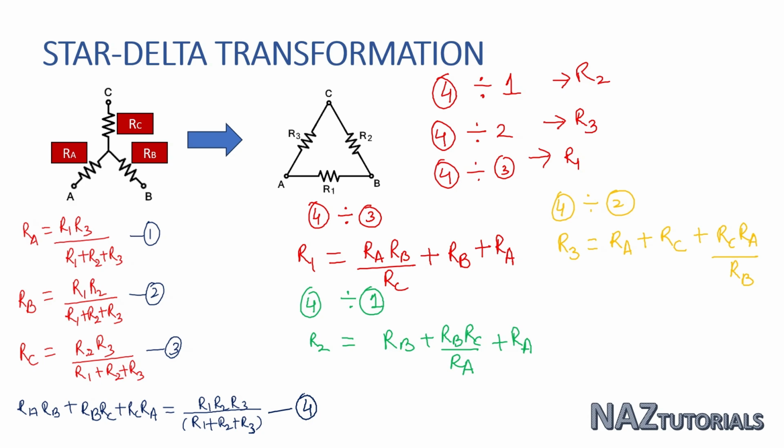So these are the formulas for R1, R2 and R3 for the star to delta transformation. Here the star resistances RA, RB and RC are given, so our transformed delta resistances R1, R2, R3 will be calculated by the given formulas.